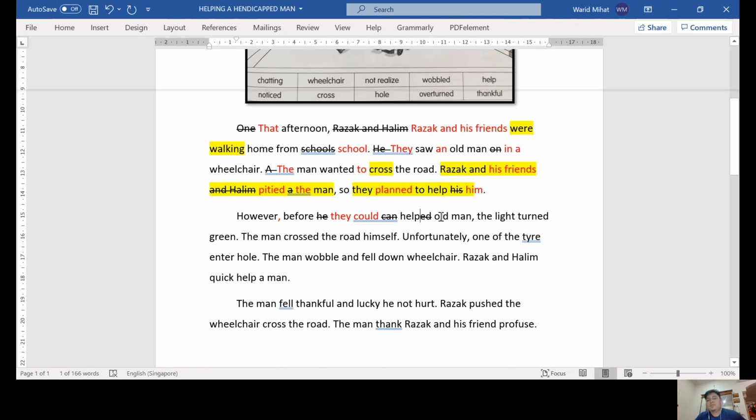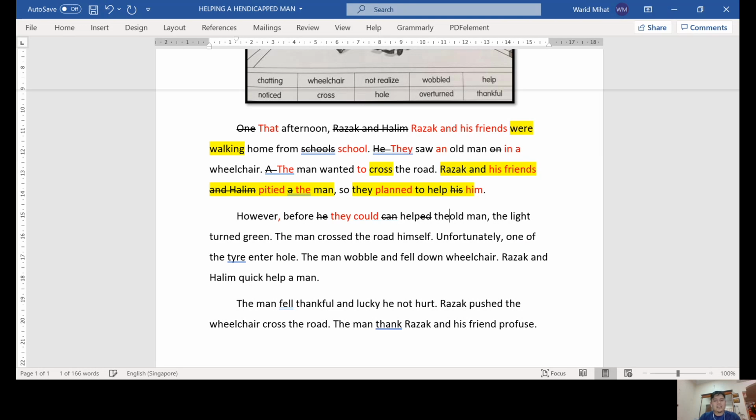Kenapa old man ni salah? What's the problem with the old man? Yes, old man is singular. And any singular noun requires what? Requires an article. So, what should you do? A and the. Then you have to look at another level. Adakah this is the first time the word old man appears in the story? Or is this the second time the old man appears in the story? So, if the old man appears for the second, third, fourth times, then there's definitely the need for you to use the article, the. Okay. So, kita guna the. Sebab ni dah kali keberapa dah ni keluar dalam cerita ni. However, before they could help the old man, the light turned green.